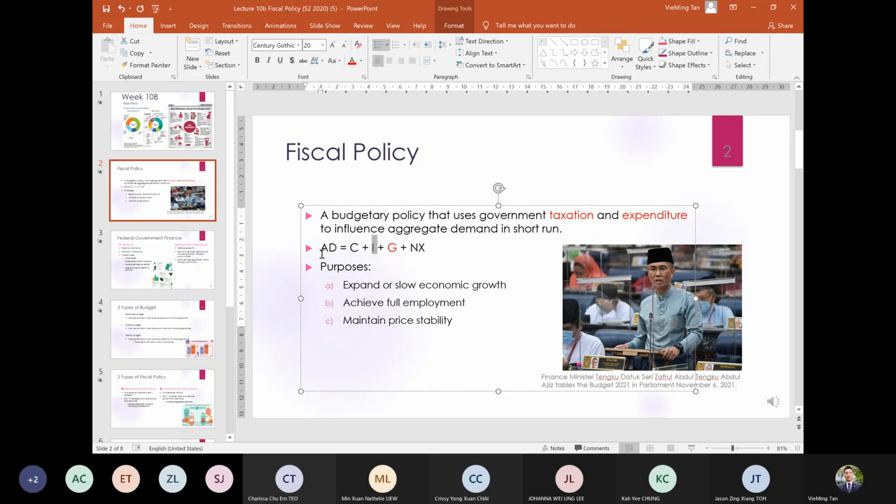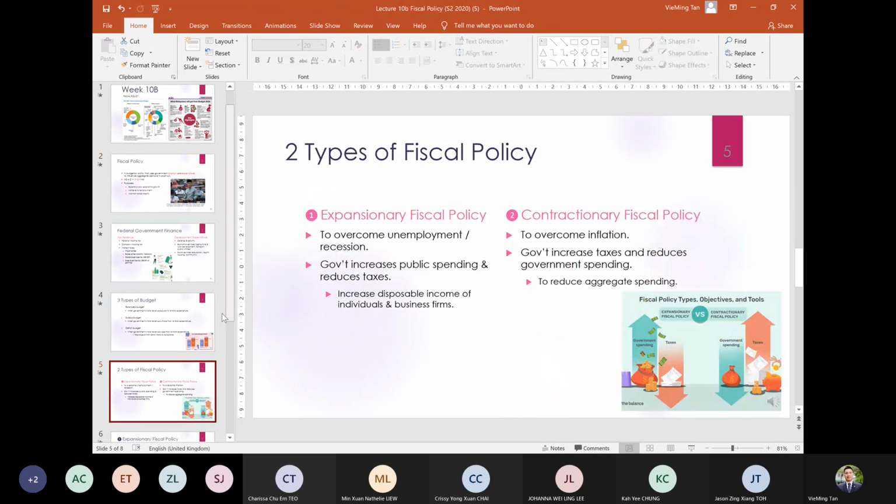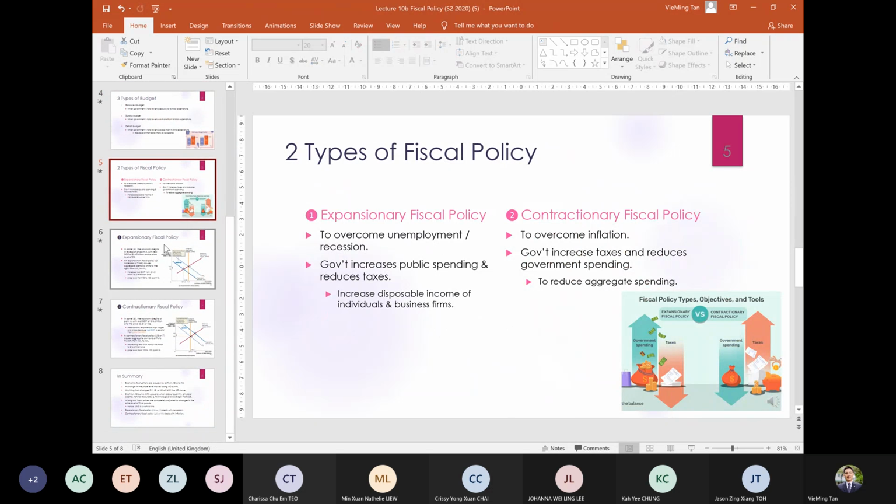Right. So generally, there are two tools that can be used by the government in fiscal policy in order to monitor the aggregate demand. What are the two tools? Taxation and expenditure are the two tools. These are the two tools that can be used by the government in order to control the aggregate demand in an economy. How to use these two tools depends on the situation.